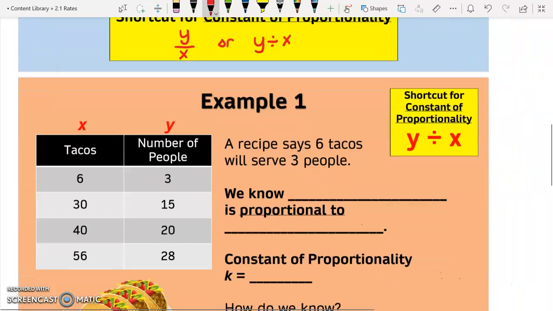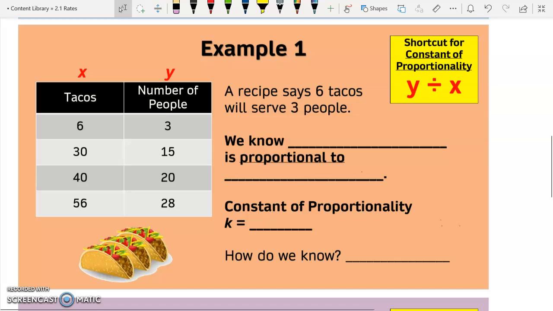Okay. We have 2 more examples to look at real quick just to continue practicing finding the K value. So in example 1 here, we have a recipe that says 6 tacos will serve 3 people, right? So we have different equivalent forms of the same ratio, right? 6 to 3, 30 to 15, and so on. They want us to first figure out what is the constant of proportionality. And we said we can do that by finding y divided by x.